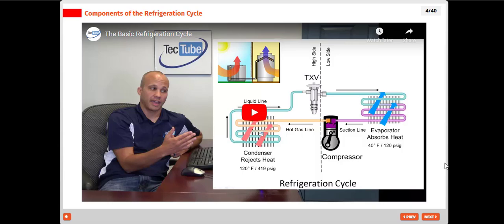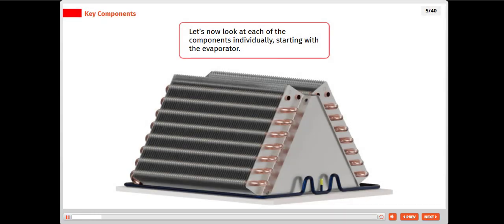Let's now look at each of the components individually, starting with the evaporator.